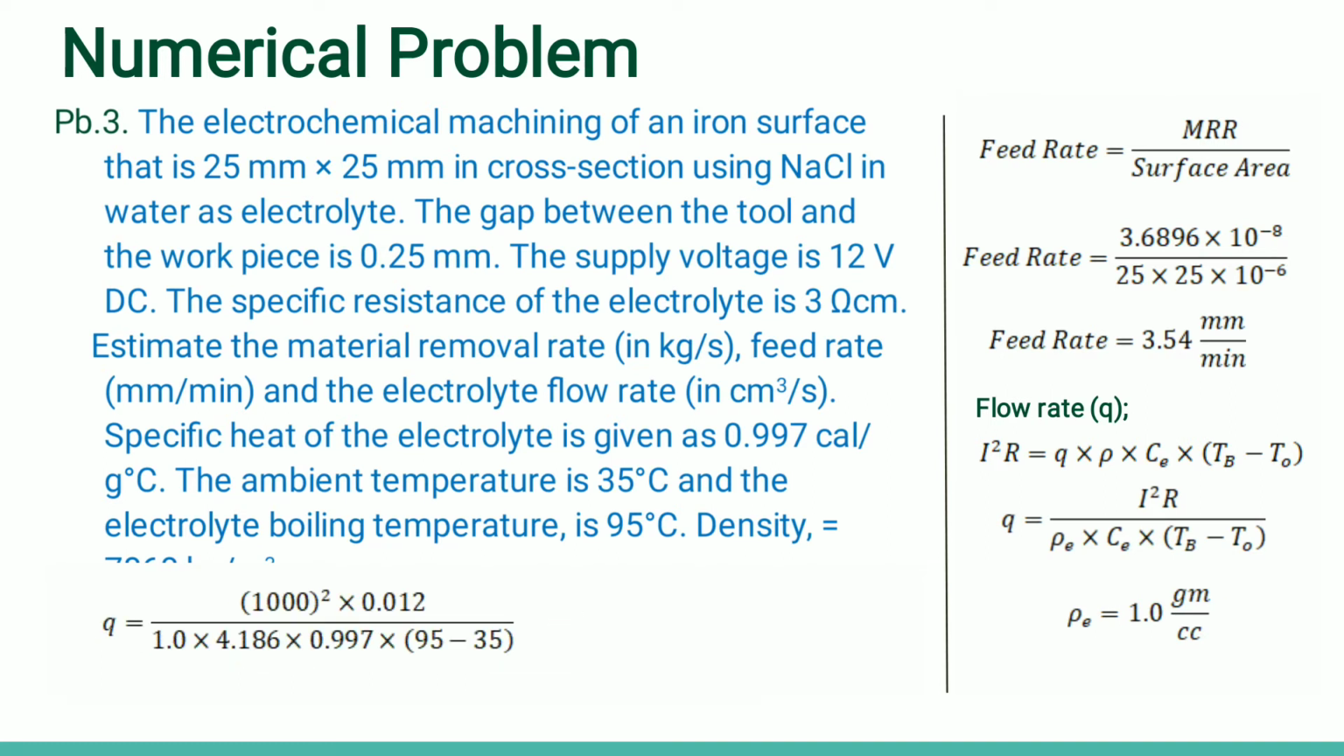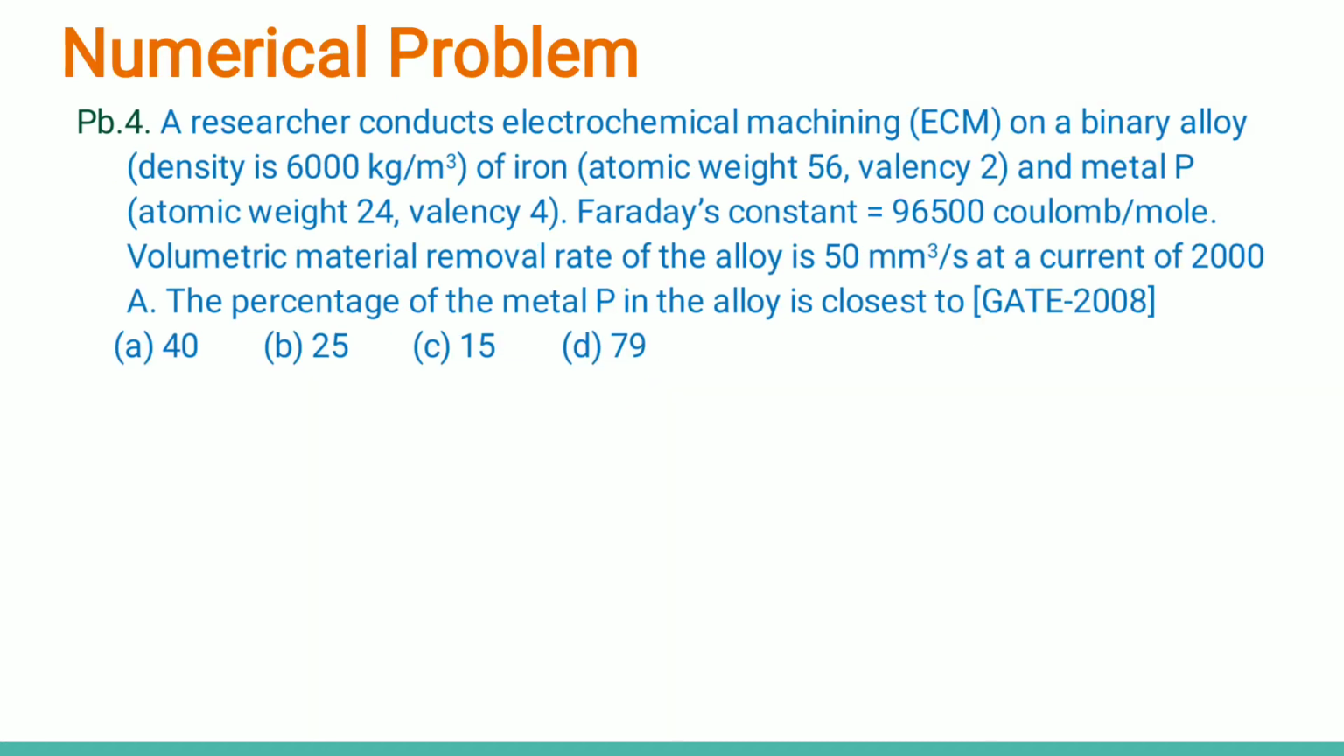So this I is 1000, r is 0.012, rho E is 1, and Ce we are converting into joule. So 4.186 into 0.997 into Tb, that is 95, minus T naught, that is 35. So when you calculate it, this Q will be equal to 47.922 cc per second. Okay, so that is cm cube per second, because this density we are taking in gram per cc. So the gram will be cancelled out and this cc will be in the numerator. So this is the answer.